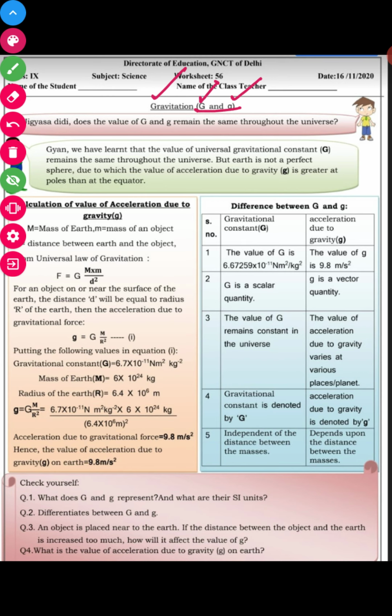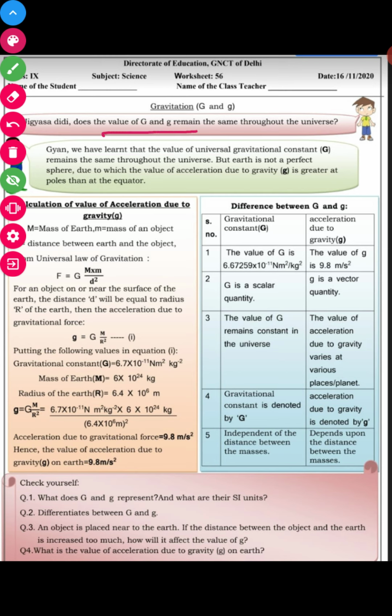Okay. But before starting the worksheet, I must tell you, beta, watch this video till end so that you will be able to solve all the worksheet related question answers as well as make your concept clear for all related question answers with this topic. Okay, so let's start, but watch this video till end.